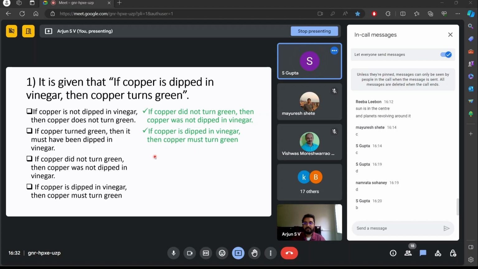Thank you. Does anyone have any other doubt in any other question, or should we go question by question? Sir, maybe go one by one, sir. Yes, sure. The first question: it is given that copper is dipped in vinegar, then copper turns green. So the modus ponens and modus tollens should be correct. Modus tollens is if copper did not turn green, then copper was not dipped in vinegar, and modus ponens would be if copper is dipped in vinegar, then copper must turn green.